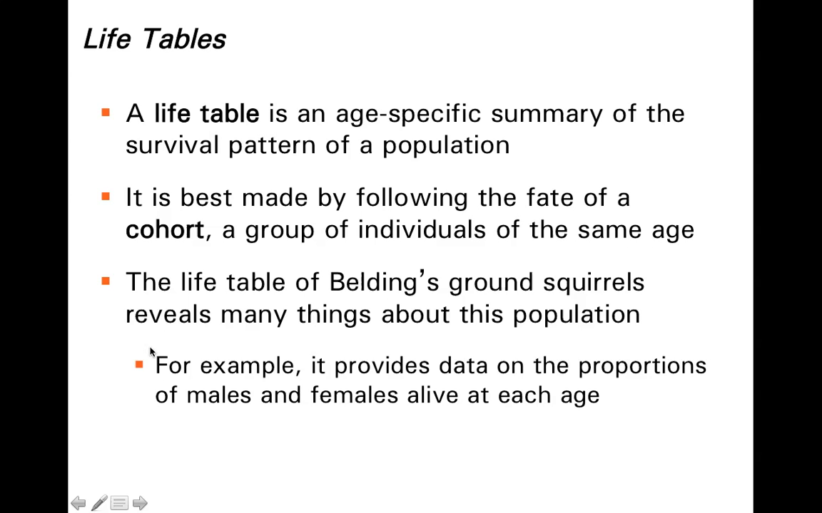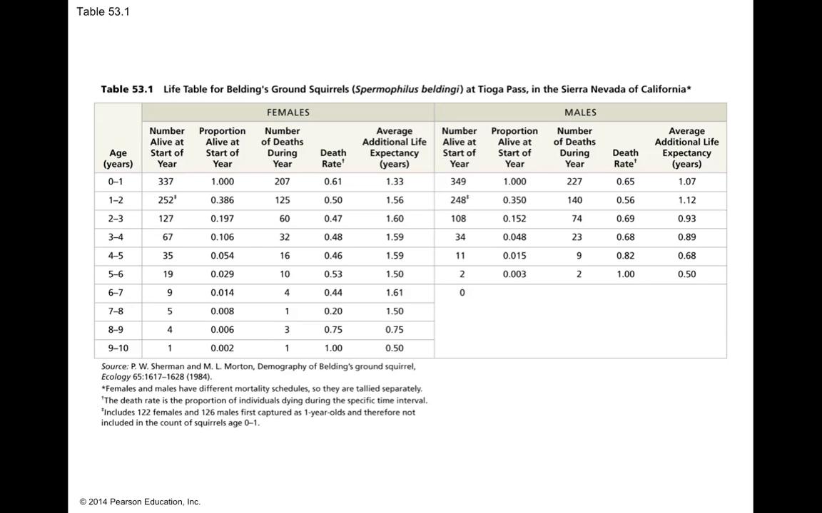And we have an example life table using a species of squirrels found in the Sierra Nevada in the western United States, Belding's ground squirrel, which shows a number of things about how the population is constructed. So it shows us the age distribution of males and females. So by taking a census or doing a mark recapture study, we can look at data across different years.